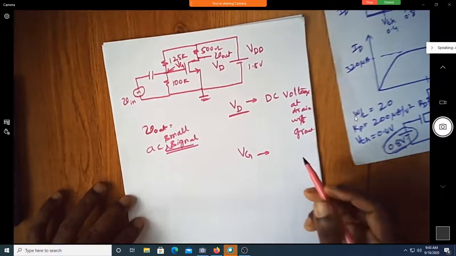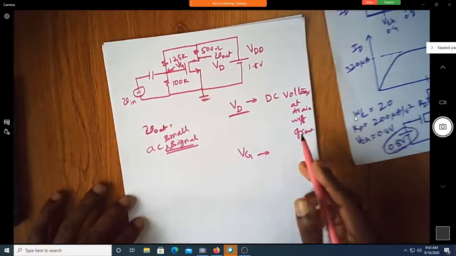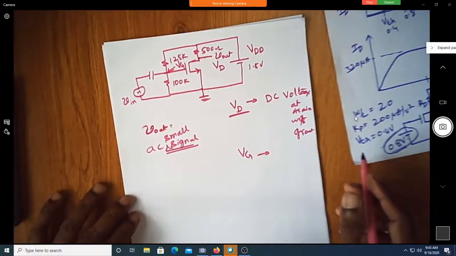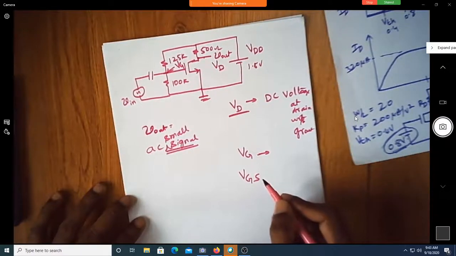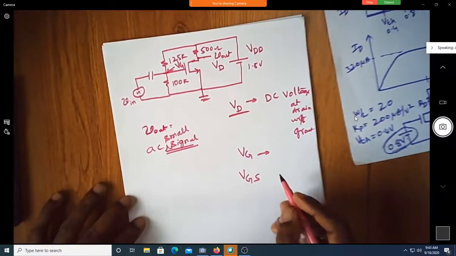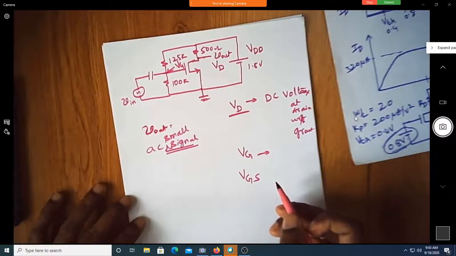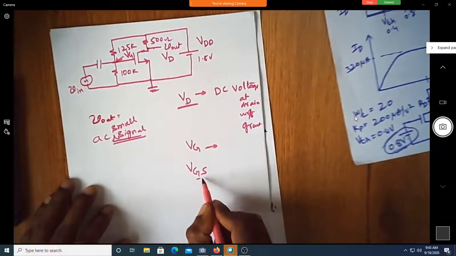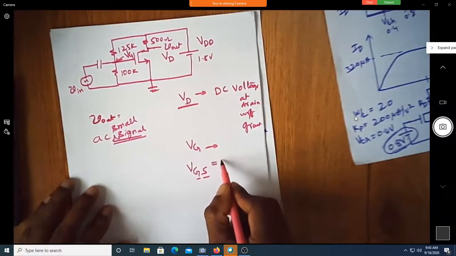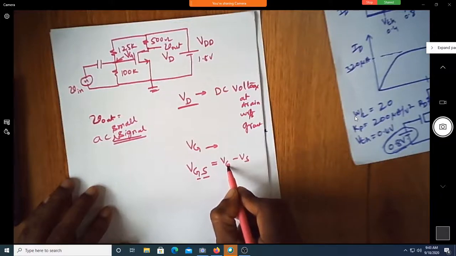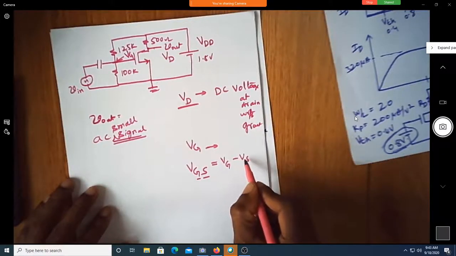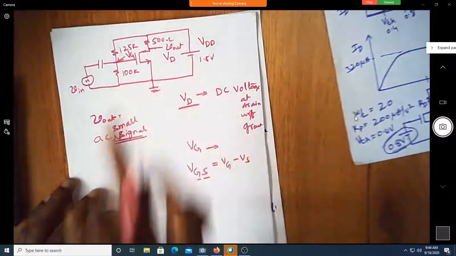How do you define it? It's a DC voltage at gate with respect to ground. What is VGS? It is the gate voltage with respect to source. Since you have written both G and S, this can be written as VG minus VS: the voltage at gate with respect to ground, minus the voltage at source with respect to ground. Since source and ground are shorted, VGS is equal to VG in this particular case.